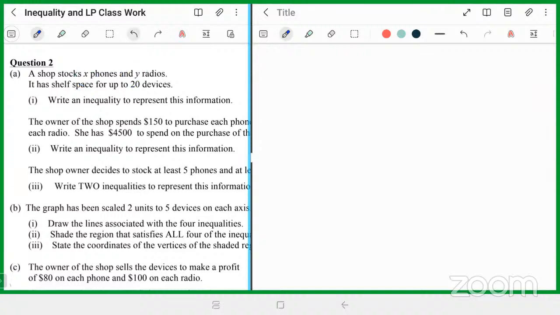Now, the first condition they have here is that the shop has shelf space for up to 20 devices.